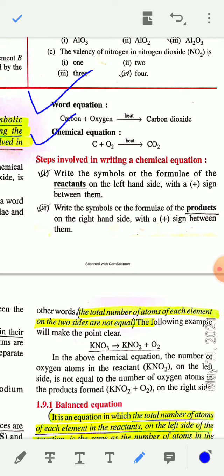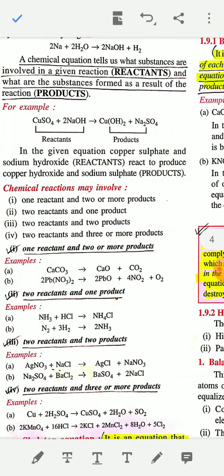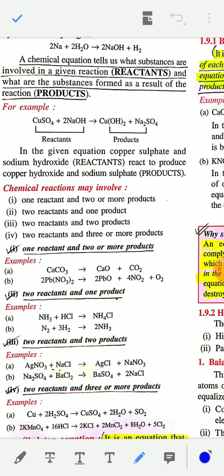So this is the word equation: carbon plus oxygen, with heat, gives carbon dioxide, and the chemical equation is C plus O2 to CO2. Okay, and in any chemical reaction the substances undergoing the chemical change are known as reactants, and the substances that are formed by this chemical reaction are known as products.